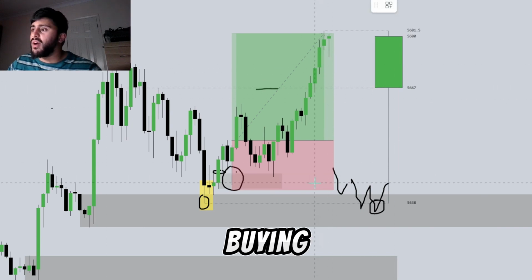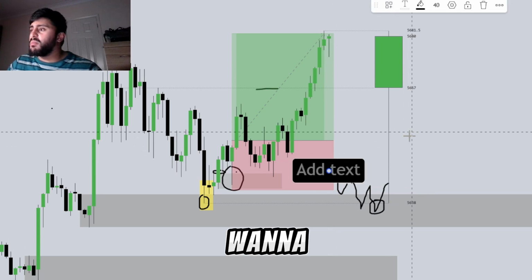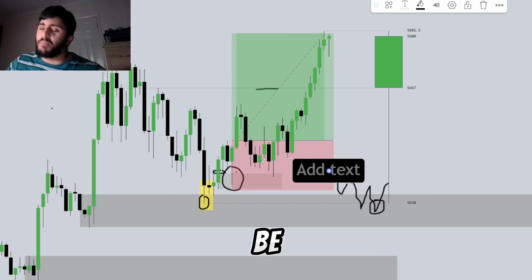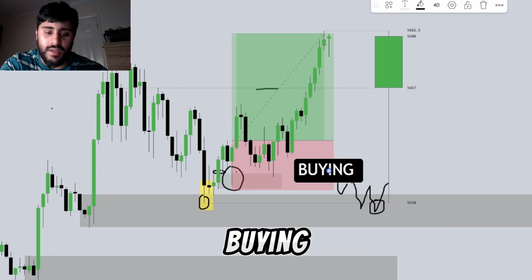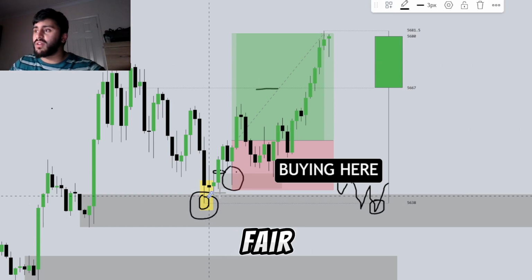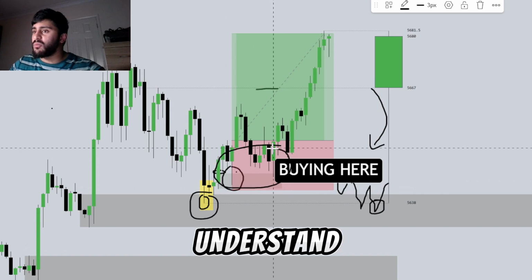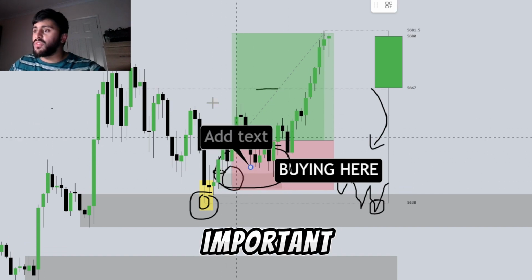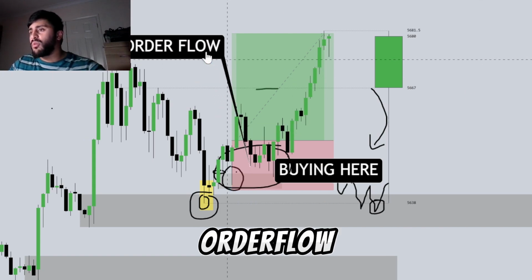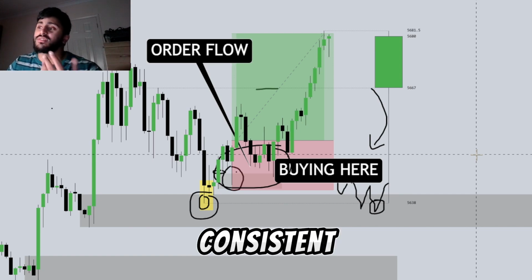So you want to be buying below the 10 a.m. Eastern, right? You want to be buying off a 15-minute fair value gap below the 10 a.m. Eastern. And it's very important you understand what's going on here. This here, ladies and gentlemen, is order flow. So if you're not using order flow, this is probably the reason your power of three is inconsistent and it's not giving you consistent results.